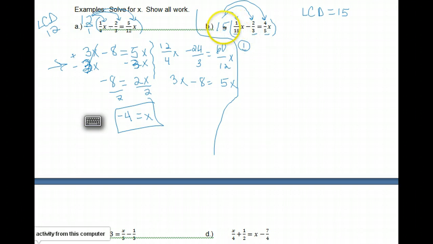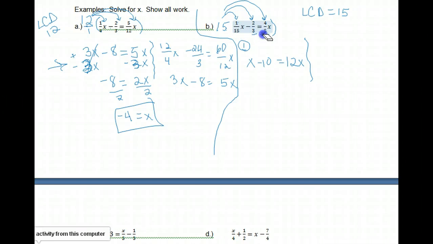If we cross cancel first, 15 divided by 15 makes 1. 1 times 1 makes 1. So that leaves us with 1x. 15 divided by 3 makes 5. 5 times negative 2 makes negative 10. 15 divided by 5 makes 3. 3 times 4 makes 12x. So all of the fractions at this point are gone, and we used the cross-canceling method to eliminate them.